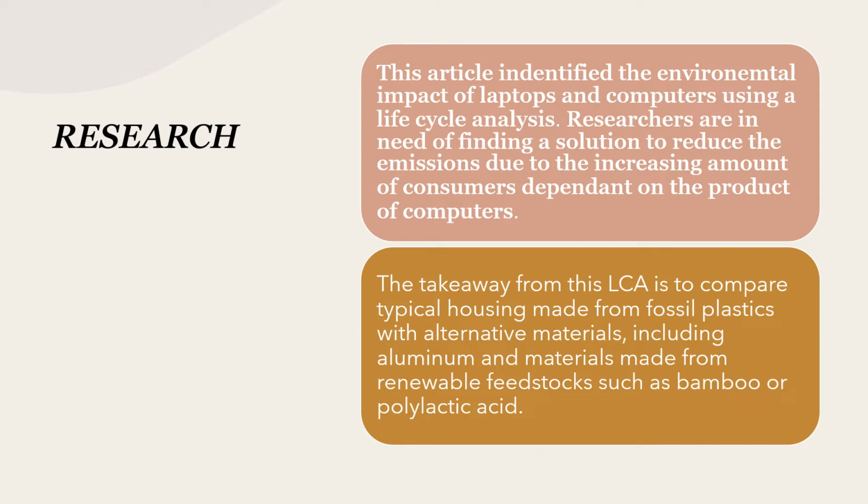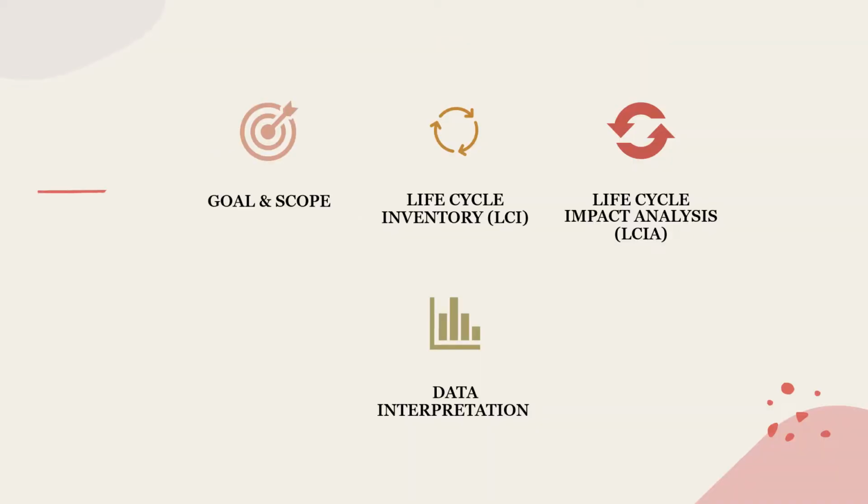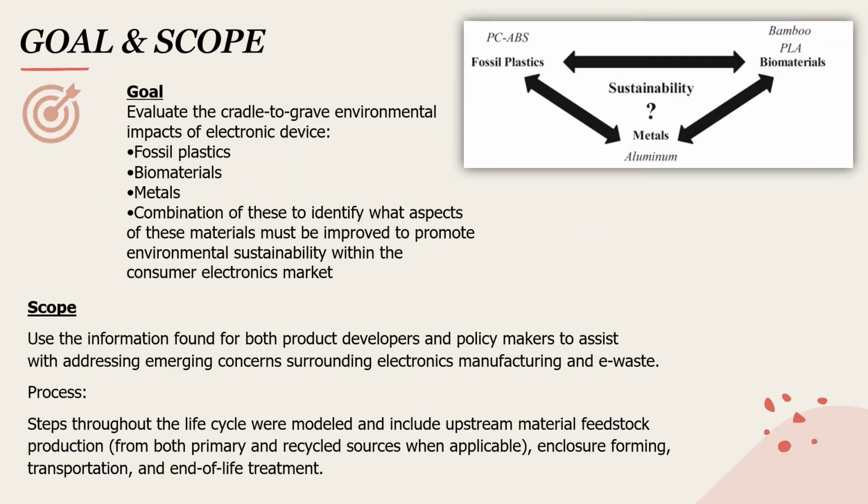The main takeaway from this LCA is to compare the typical housing made from fossil plastics with alternative materials that I will discuss later, which include aluminum and materials made from renewable feedstock such as bamboo and polylactic acids. On this slide, this is just an overview of what I'm going to be discussing. In the upcoming slides, I'm going to discuss the goal and the scope, the life cycle inventory, the life cycle impact analysis, and also the data interpretation.